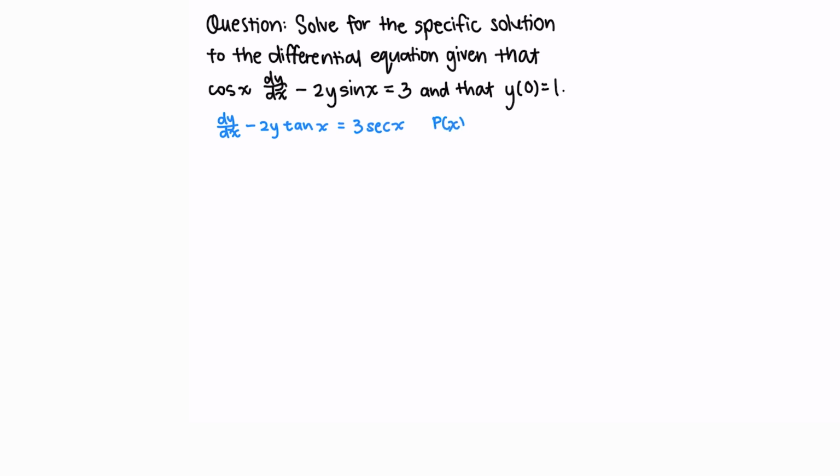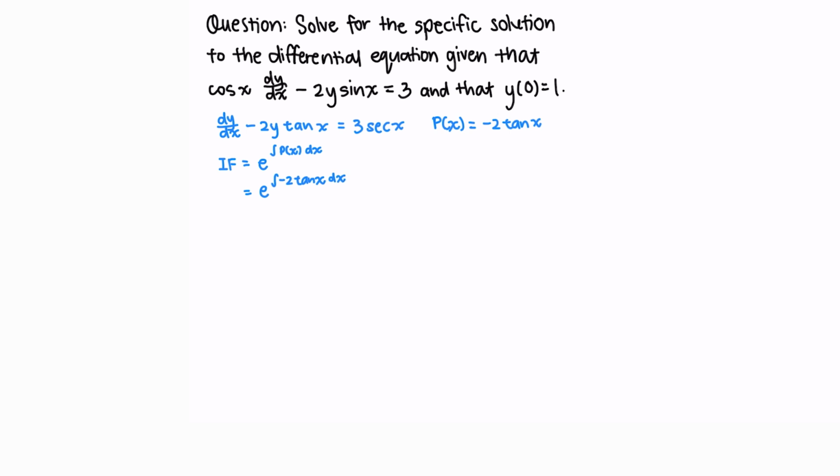Now I'm going to write down our px because this is useful. Our px is negative 2 tangent x. Our integrating factor, I'll write it as IF, is just e to the power of the integral of px dx. This integrating factor formula is in your formula booklet, but more importantly is how you use it. So we're taking e to the power of the integral of negative 2 tangent x with respect to x.